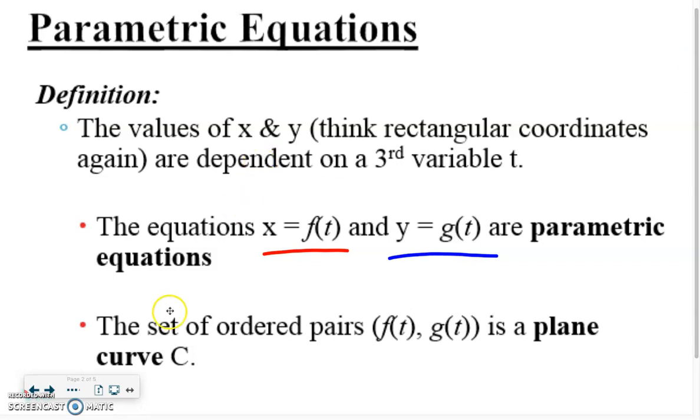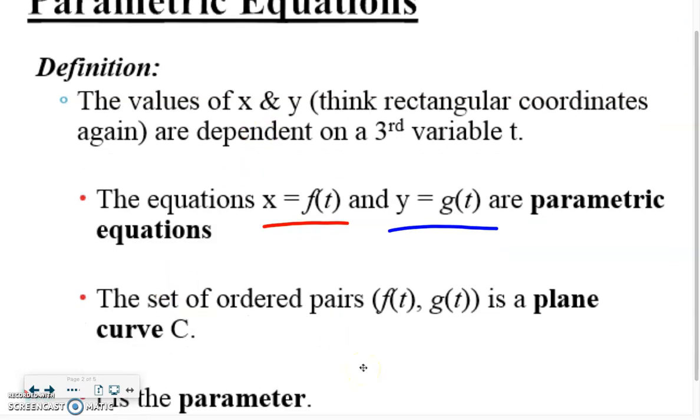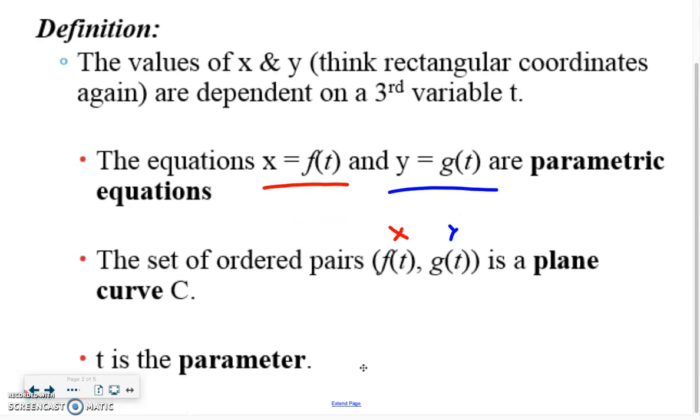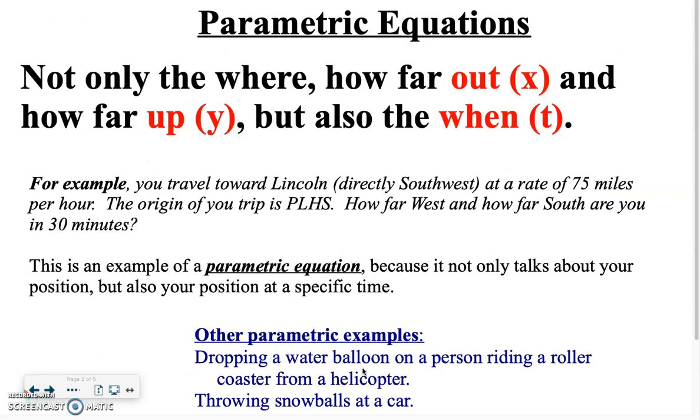Okay, so we're going to say that the set of ordered pairs f of t, g of t, which remember is just x, y, all of those points, they're going to create what we call a plane curve. Again, t is the parameter. All right? So, here's the deal. And again, like I said, we're not going all the way down the rabbit hole, but we are going to look into some of the possibilities, even though that's not exactly what we're doing. Definitely not what we're doing on Friday's test.